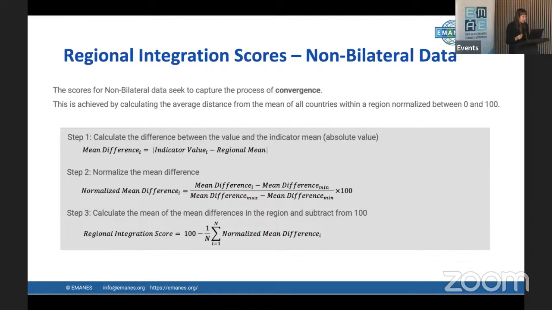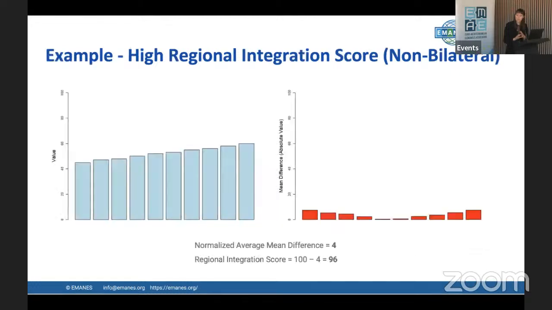And the idea here is that if the average difference from the mean is small, then you're converging towards the mean and you're more integrated. And if the difference is big, then you have a lot of diversity among your data, among your indicator values. So just to give a quick visualization and an idea of how this looks. This is, again, not real data.